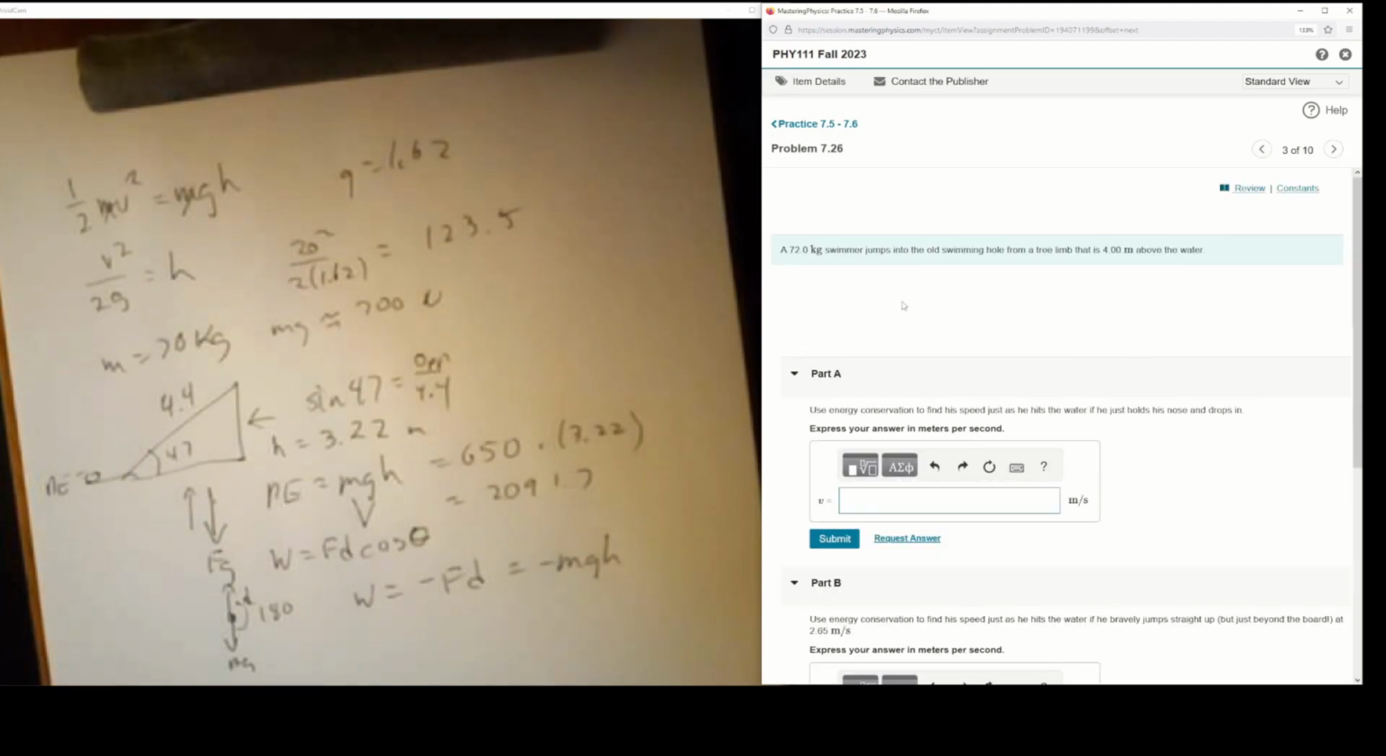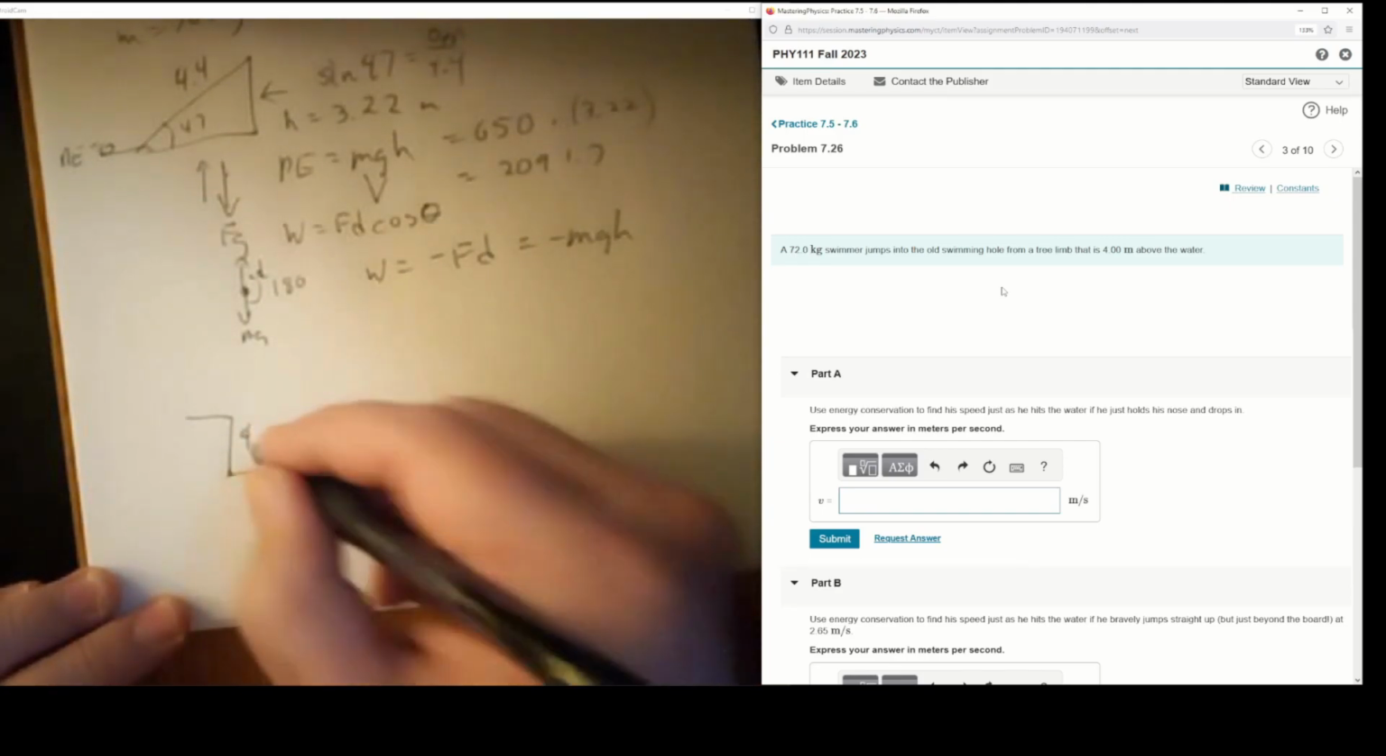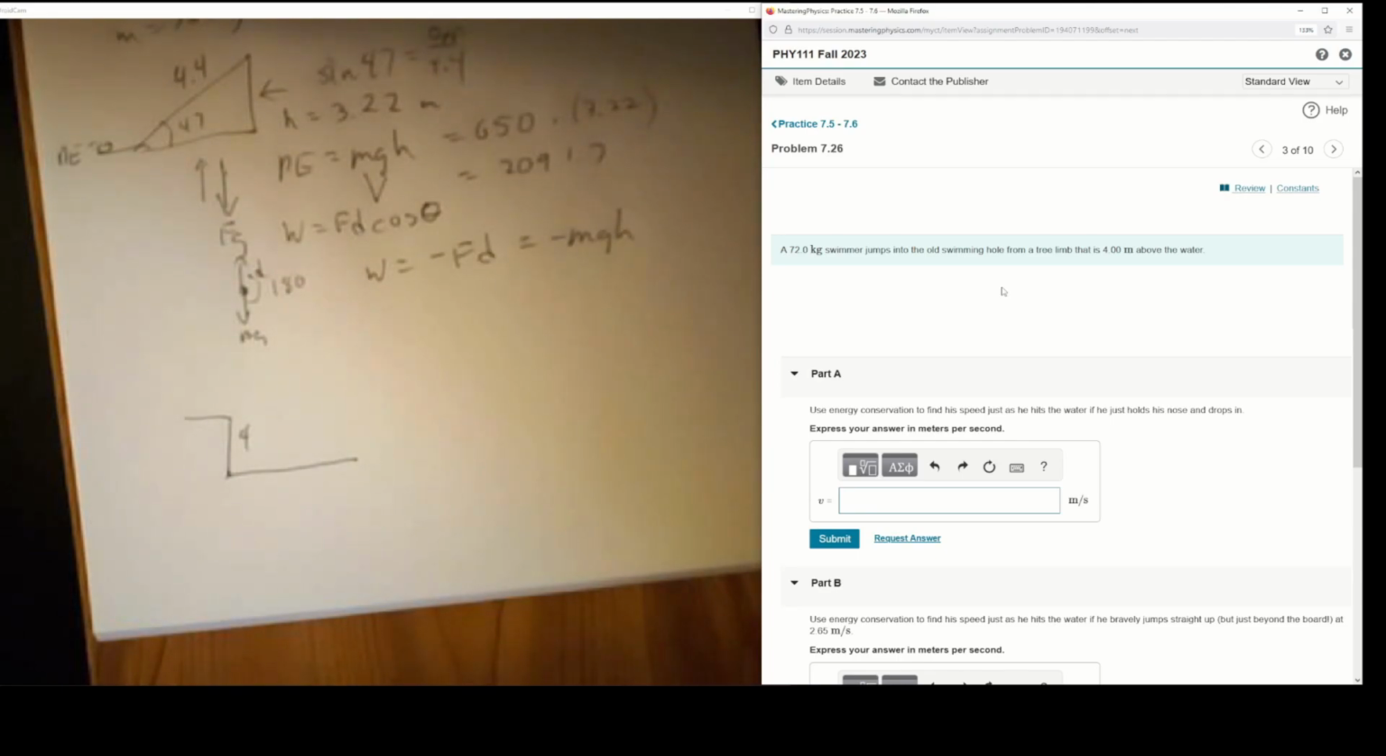So this next one, we got a 72 kilogram person. So again, that's about average adult mass. Jumps into a swimming pool that's 4 meters above the water. All right. So maybe we got our swimming pool here. Here's our tree. 4 meters above the water. Use energy conservation to find the speed just as he hits the water.